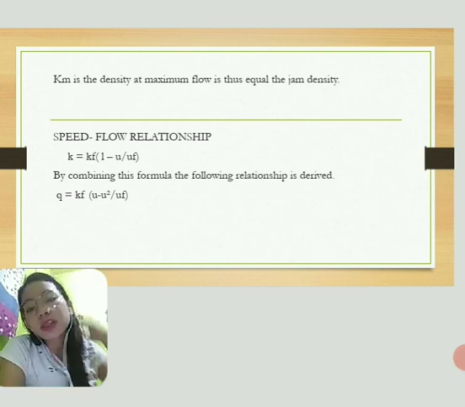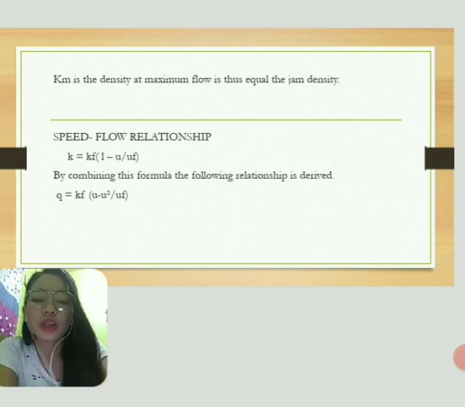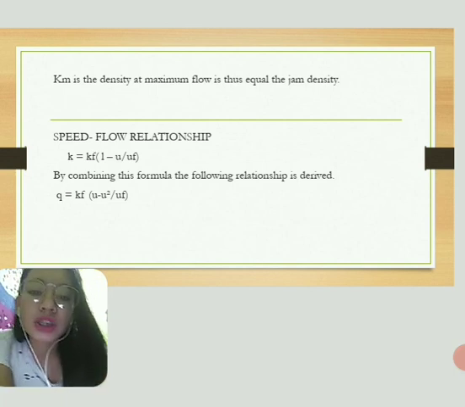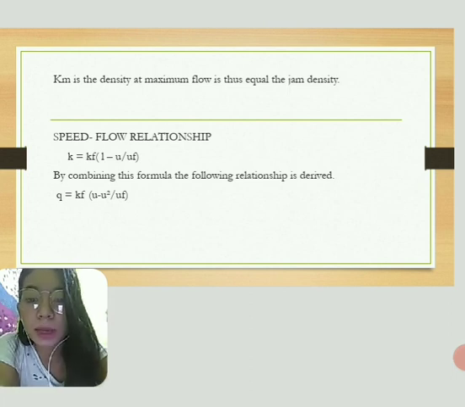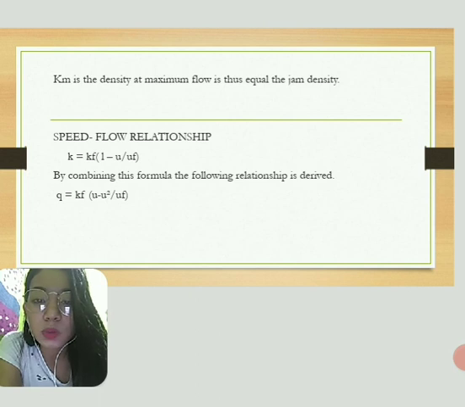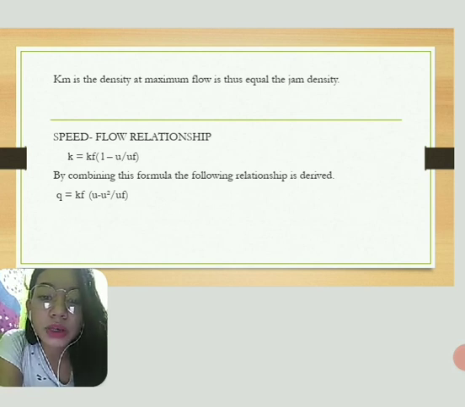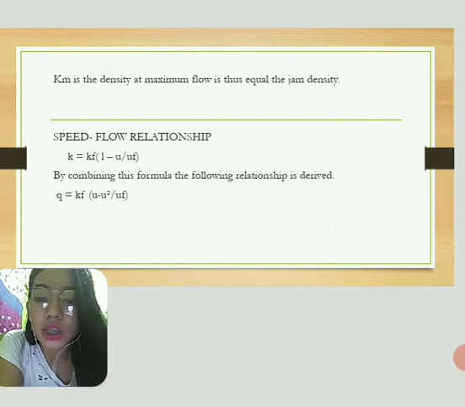So, let's proceed to the speed-flow relationship. In the speed-flow relationship, the formula is K equivalent to Kf, the jam density, times 1 minus U over Uf. By combining this formula, the following relationship is derived: Q equals Kf, the jam density, times U minus U squared over Uf.